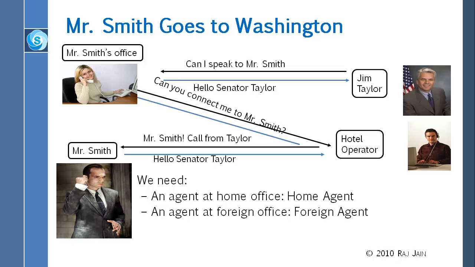And so let's consider a case where Mr. Smith goes to Washington. All right. So if Mr. Smith goes to Washington and somebody wants to reach him, and this is Mr. Taylor, and says, "Can I speak to Mr. Smith?" And so who answers the phone?